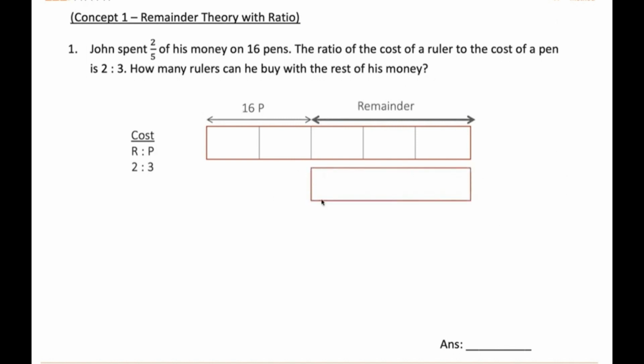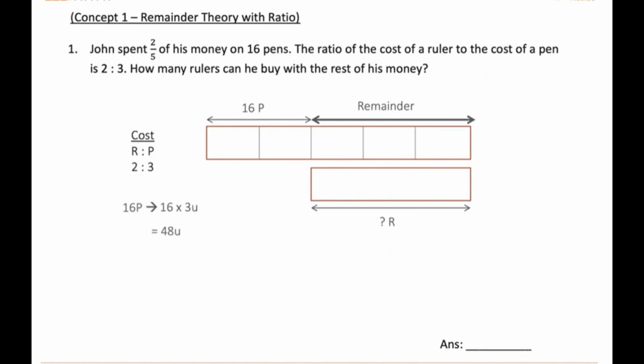All right, the question is, I'm going to redraw this. This is the rest of his money. And the question is, how many rulers can he buy with the rest of his money? Now, I need to know how many units is all this, right? How much is this? To know how much is this, I work with this 16 pence first. 16 pence has a total value of 16 multiplied by 3 units. So 16 multiplied by 3 units, you get 48 units.